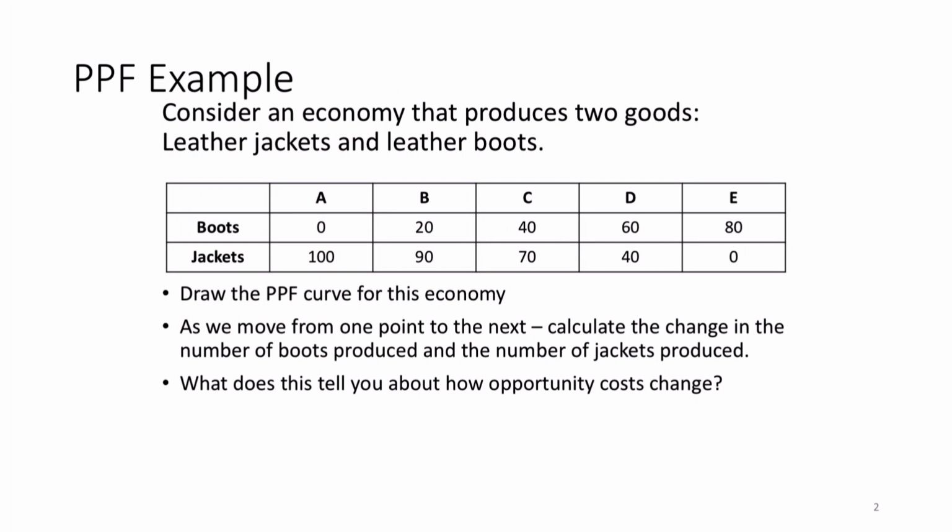So let's look at a numerical example here to understand the PPF a little bit more. Let's consider an economy that's producing only two goods, leather jackets and leather boots. On this table, you can see the production combinations of boots and jackets at each point. With this table, what we want to do is draw the PPF curve for this economy, labeling each of the points. We want to calculate the change in the number of boots and number of jackets as we move along each point and along the PPF curve. And we want to understand, what is this telling us in terms of opportunity costs? So let's get started.